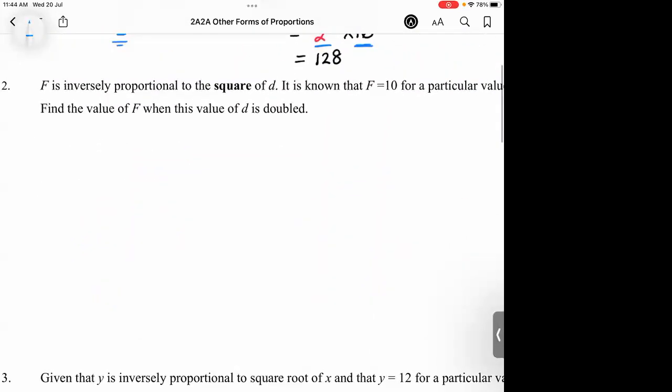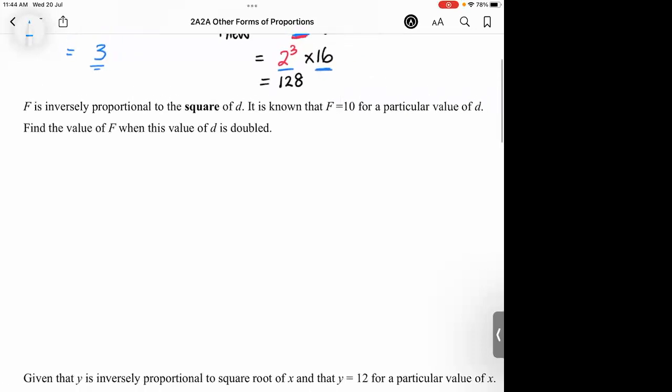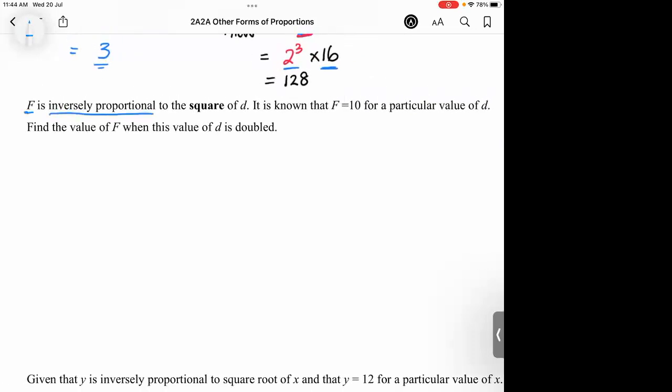So now we have a similar concept, but it's inversely proportional. F is inversely proportional to the square of D. First thing, square of D means D must be squared. F is inversely proportional. Question: K times or K divide? You can type your answers inside, I see. K divide. Yes, thank you very much. K divide square of D. So it means D must be squared.